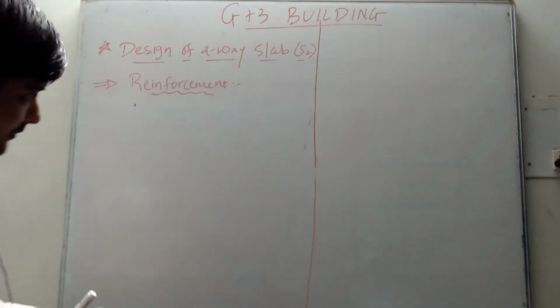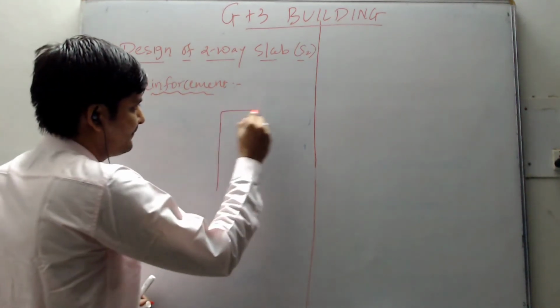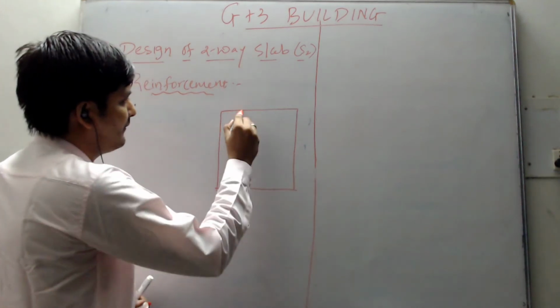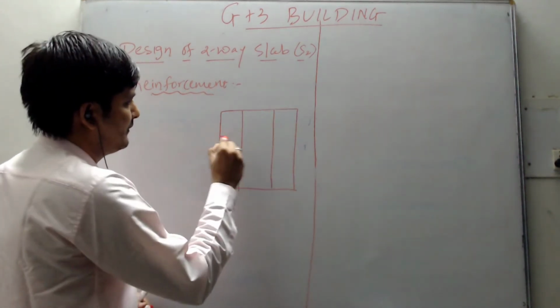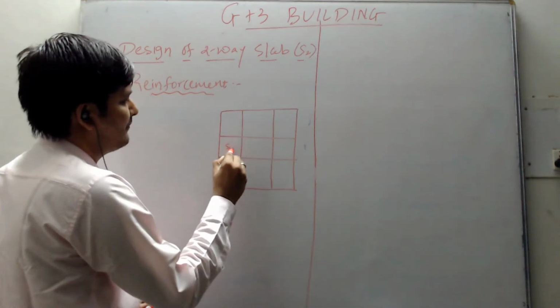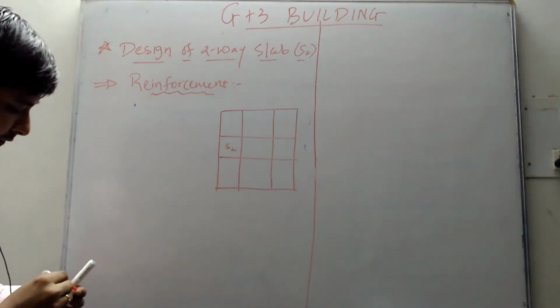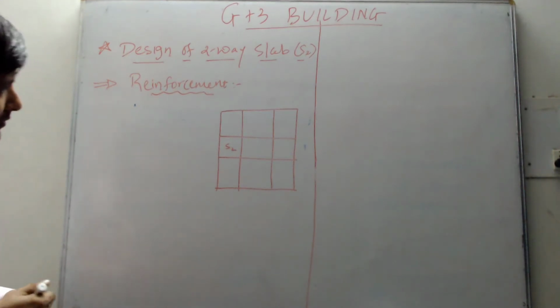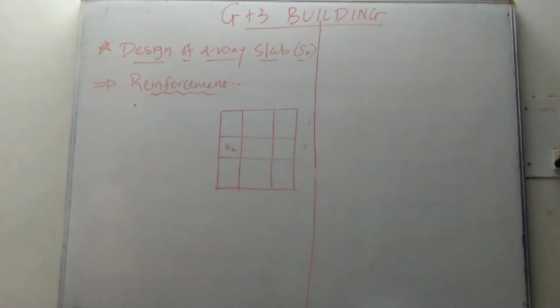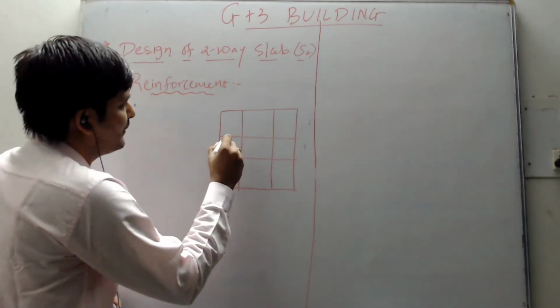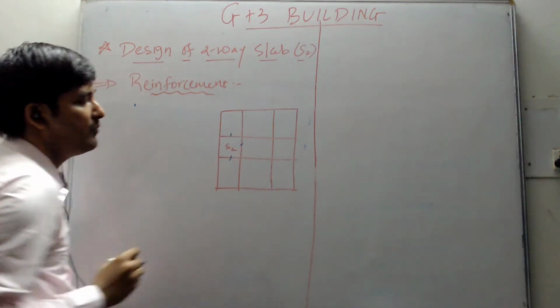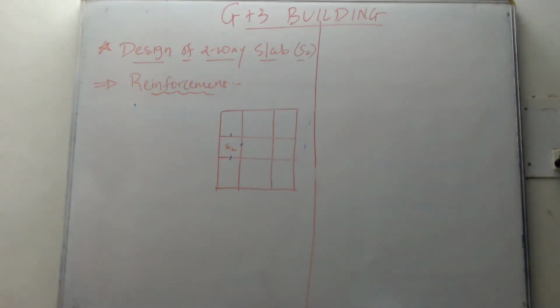So let me draw a plan so that you can understand what we are doing. This is the plan that we are doing the design for, and this is the S2 slab that we are doing the design, right? Now we are going to do the calculation over these blue marked points, that what is the steel to be provided over the continuous edge. So there are three continuous edges, right?